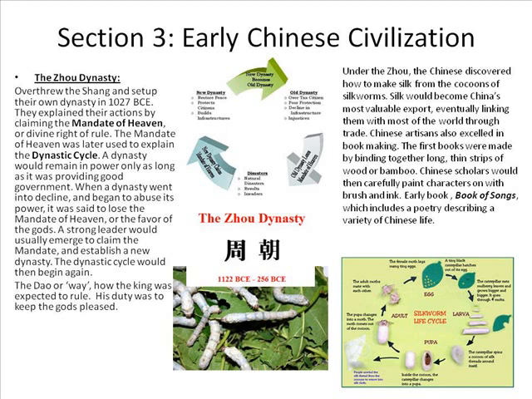All right. And here we have the early Chinese civilization section 3. And we have the Zhao dynasty overthrow the Shang to set up their own dynasty in 1027 BC. They expanded their actions by claiming the Mandate of Heaven or divine rule. The Mandate of Heaven was later used to explain the dynastic cycle.